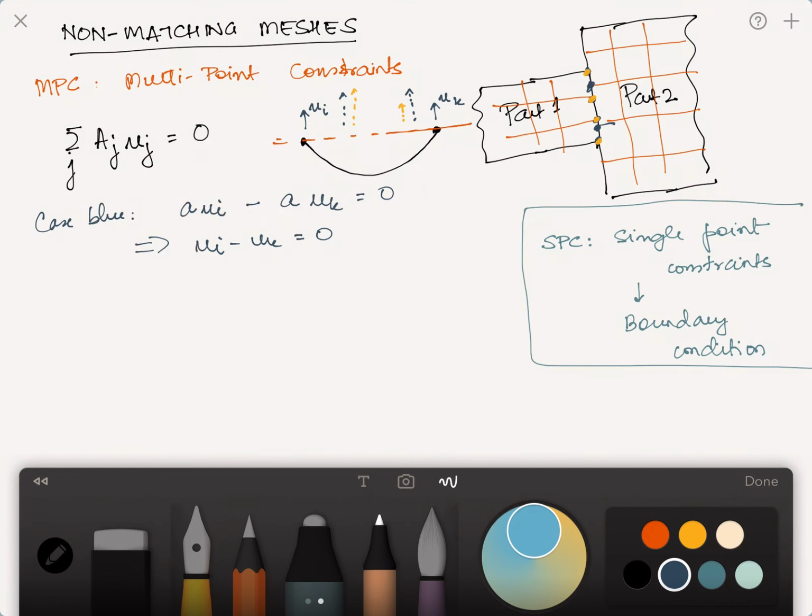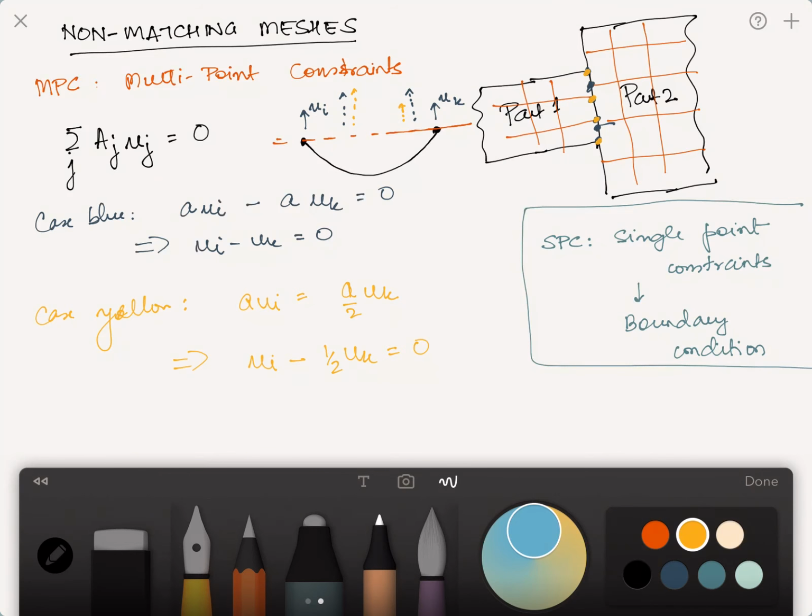Okay. Then if you have the yellow case where it has to move half the distance, then you can say A of UI is equal to A by 2 of UK. That means I can write UI minus half of UK is equal to 0. This becomes another condition, or a multi-point constraint. Now this is just two nodes. This is a linear homogeneous condition. But we can have multiple nodes in such a way.